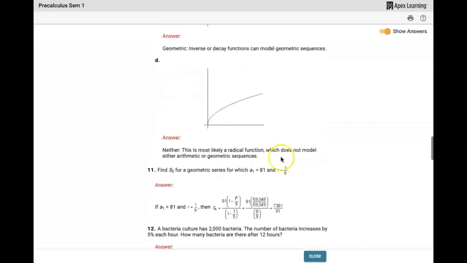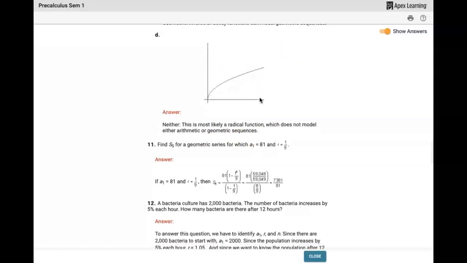And this one here is most likely a radical function, one of those square roots. So this is neither of those two functions that we just talked about. You can see the reason is that it goes up radically and then starts to slow down and taper off. So that's not either of the sequences that we talked about here.